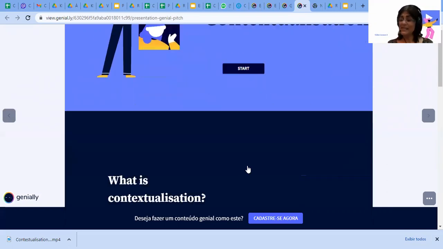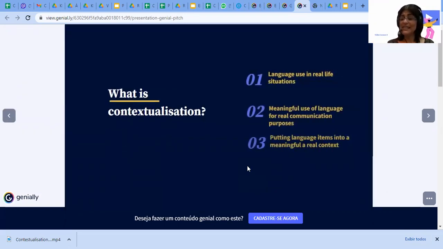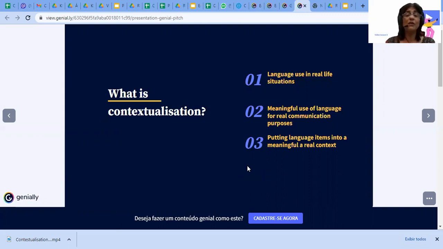What is contextualization? Contextualization is language use in real-life situations. It is the meaningful use of language for real communicative purposes. It helps students understand how language users construct language in a given context. It is putting language items into a meaningful and real context rather than being treated as isolated items of language for language manipulation practice only.